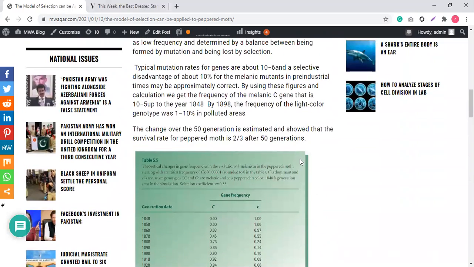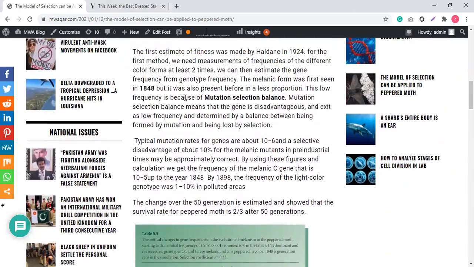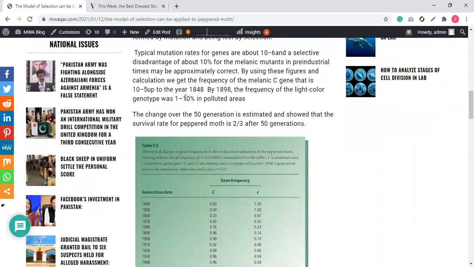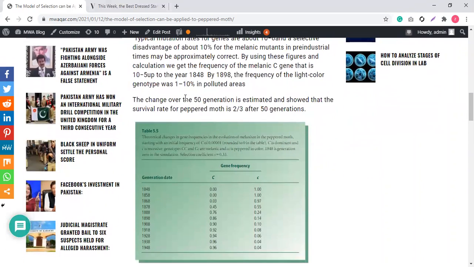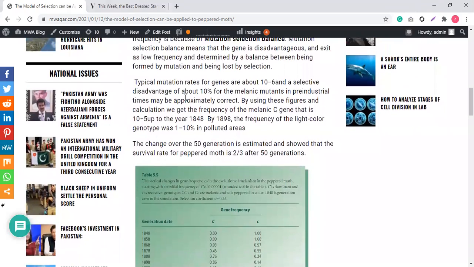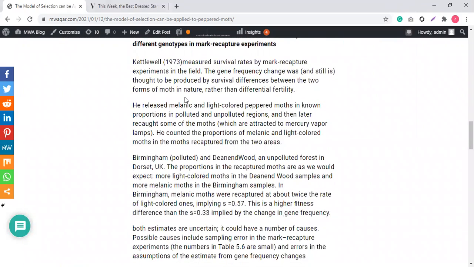Now see, at that point the selection coefficient is 0.33, even though this is a very good experiment by gene frequency. So the selection coefficient in that particular case is 0.33, but in the mark recapture experiment, the selection coefficient, that nature selects that particular gene, is very high. It means the recessive one should be very very low in the environment, or the gene that nature doesn't select faces a very very tough time.